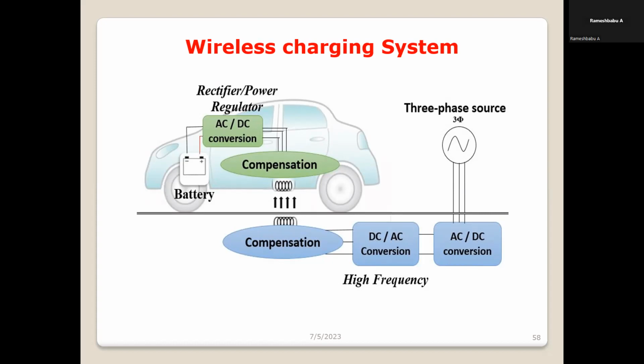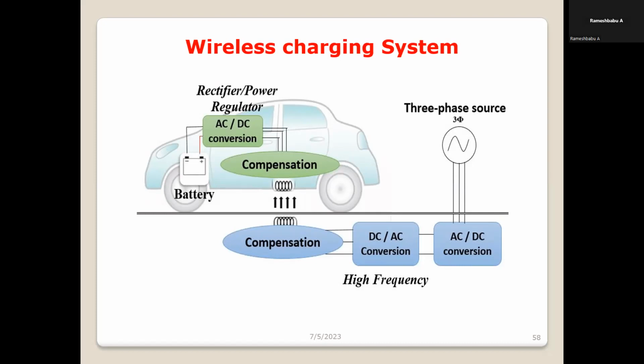The transmitter is fitted in the ground and the receiver is arranged under the vehicle, so the charging vehicle aligns the transmitter and the receiver. The charging time mainly depends on the AC supply, the distance between the transmitter and receiver, and the pad sizes. So these are the static systems.